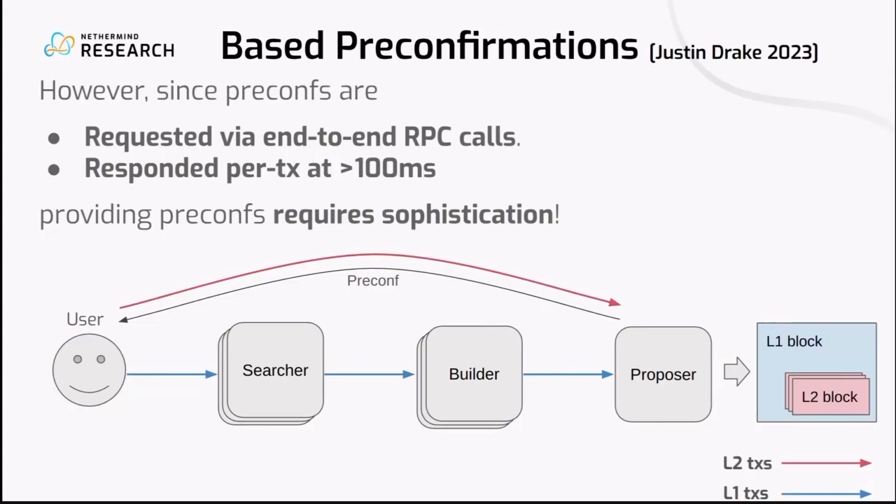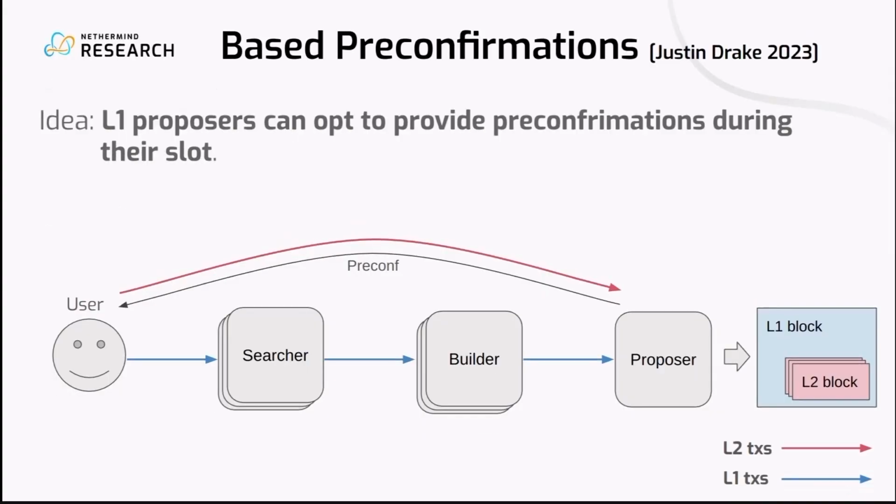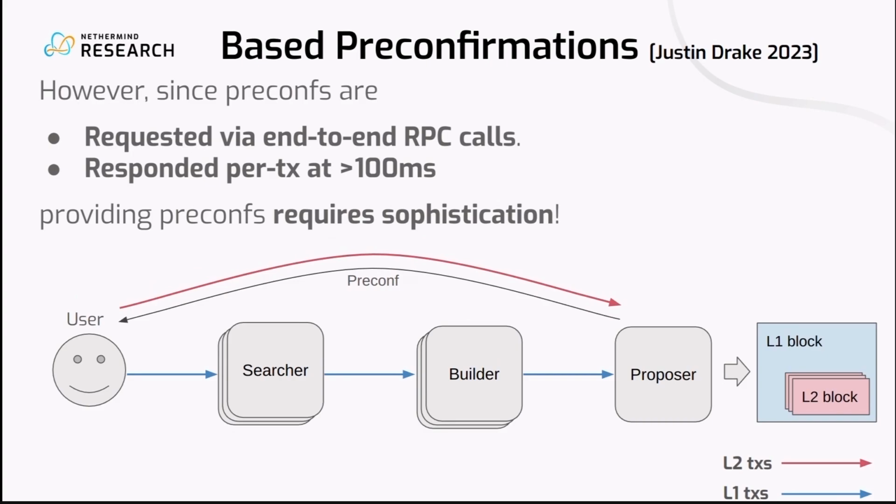Okay, this is simple, however, since preconfs are requested via end-to-end RPC calls, these proposers have to have an open RPC endpoint somewhere, so the users can actually connect to it and send pre-confirmation requests. And also, it's expected to be responded to per transaction at a very fast rate, at speed of light, under 100 millisecond latency. So providing pre-confirmations requires a lot of sophistication as a result.